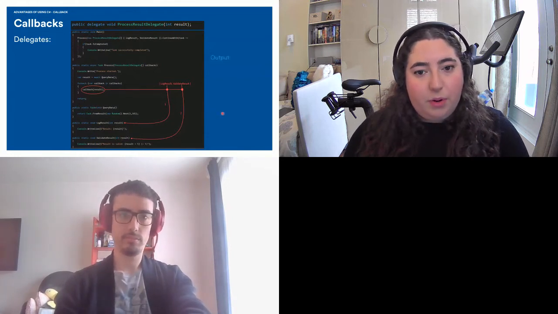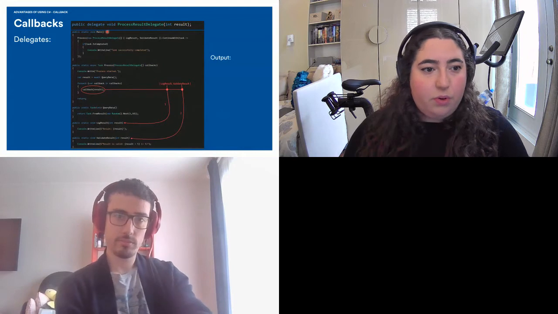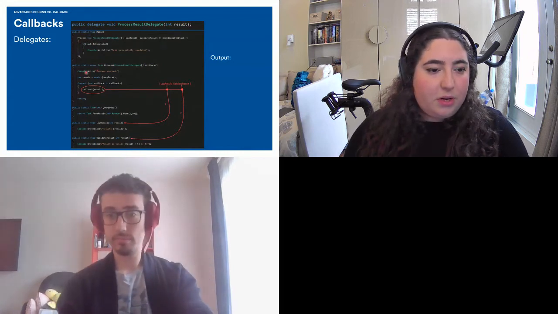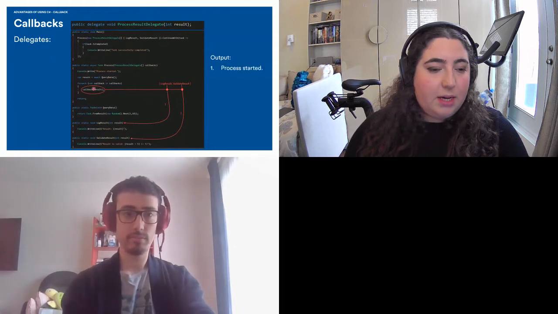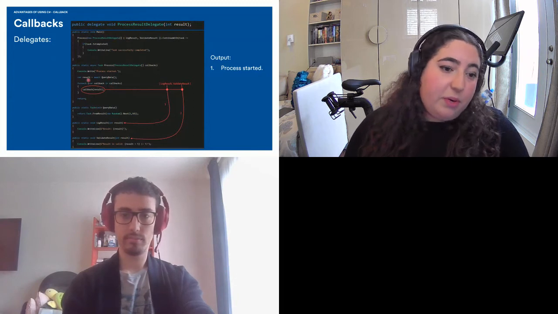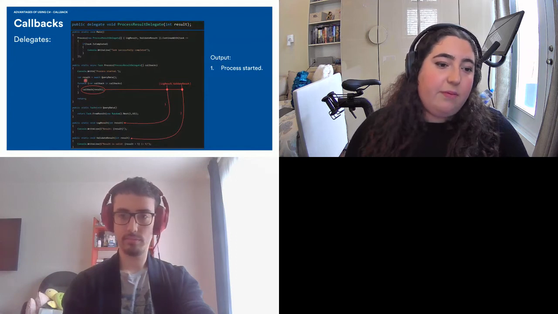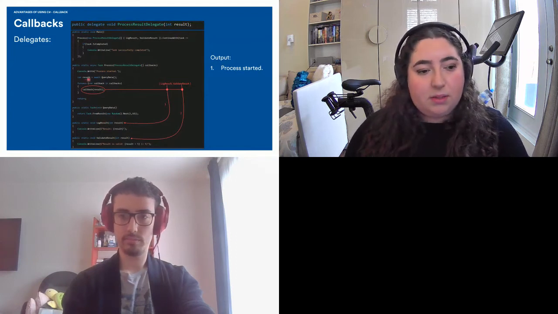So now let's say we would run this code. What do you think that the output would be? So we'll go through it together. First, we call process. So we write to the console, process started. Then we call our callbacks. First, we have log result. Well, first we query our data, and that just gets a random number between 1 and 10. Let's say for this purpose, our result is 6.